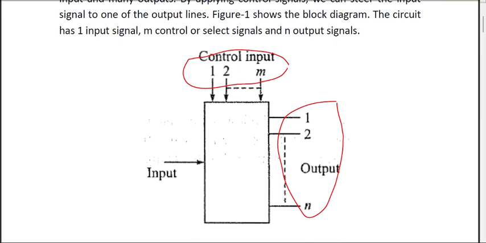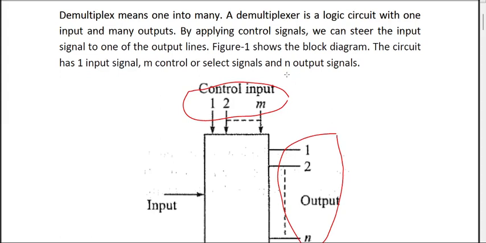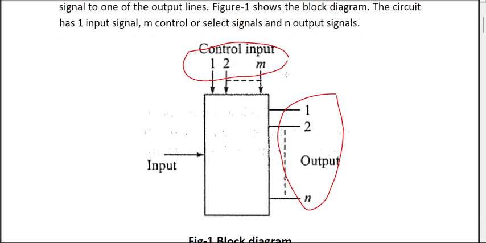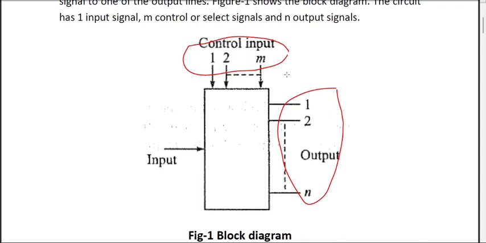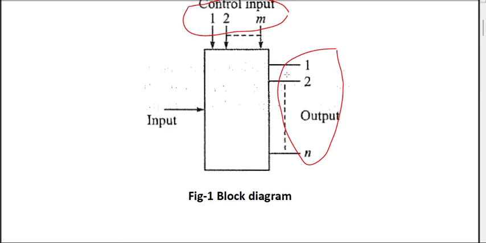In this diagram, the output lines are numbered from 1 to n, and control inputs are numbered from 1 to m. So depending on the value of the control input, the input line to the demultiplexer is directed to one of the output lines. In short, it is a circuit which creates one into many lines. That is, one input line is directed to many output lines. Which output line is required is decided by the control inputs 1 to m. So depending on the value of the control input, the input is directed to a particular output line. This is the block diagram: we have the input line, the control lines varying from 1 to m, and the output lines varying from 1 to n.